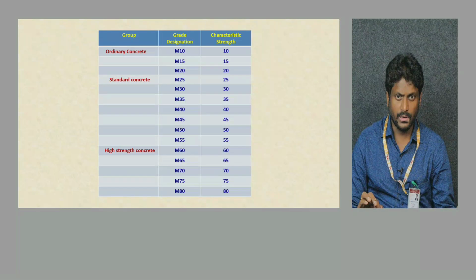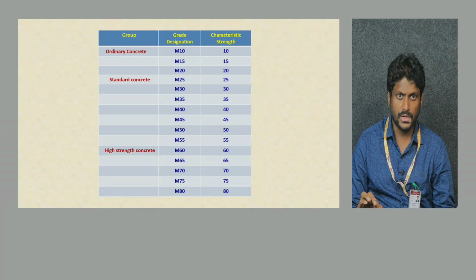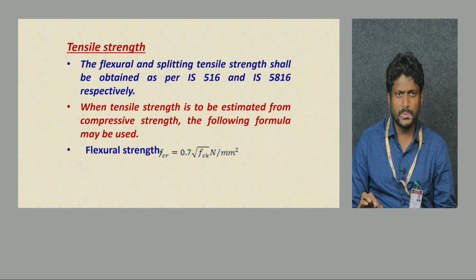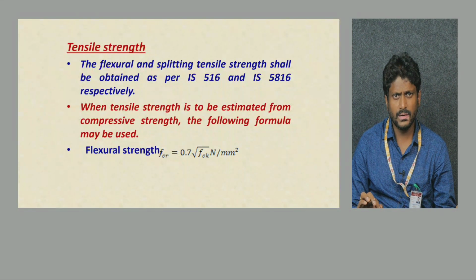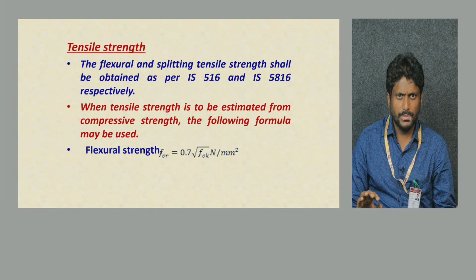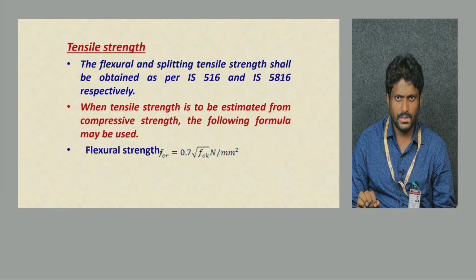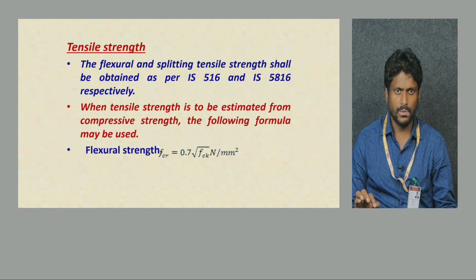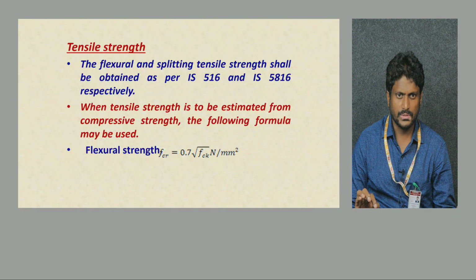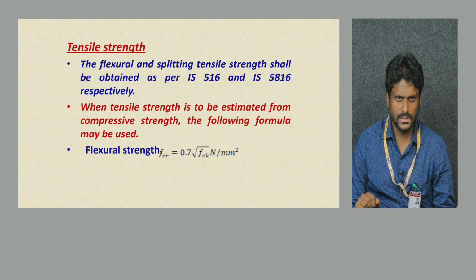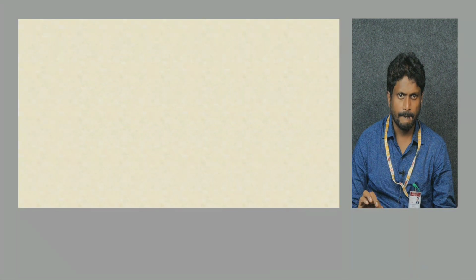From M25 onwards up to M55, we call them standard concrete mix designs. After that, we call them high strength concrete, which starts from M60, 65, 70, 75, 80, and so on. Then what is meant by tensile strength? The flexural and splitting tensile strength shall be obtained as per IS 516 and IS 5816 respectively. When tensile strength is to be estimated from compressive strength, the following formula may be used. This is the empirical expression, that is flexural strength can be calculated as fcr equals 0.7 root fck Newton per mm square.